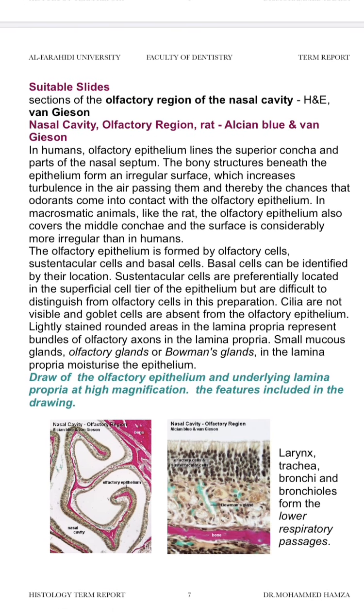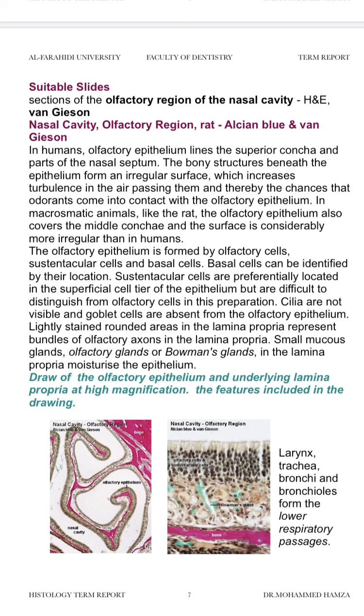The nasal cavity olfactory region. In a human, the olfactory epithelium lines the superior concha and part of the nasal septum. The bony structures beneath the epithelium form an irregular surface, which increases the turbulence in the air passing them, thereby increasing the chance that odorants come in contact with the olfactory epithelium.